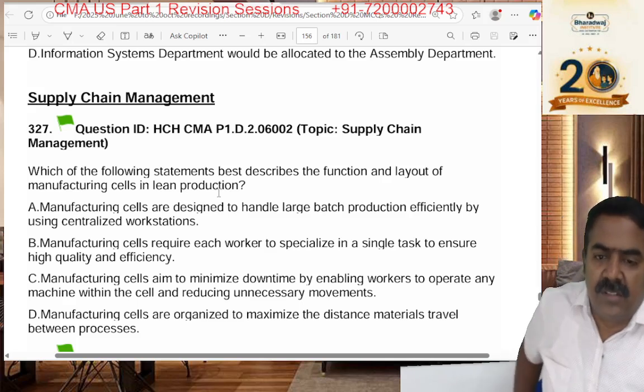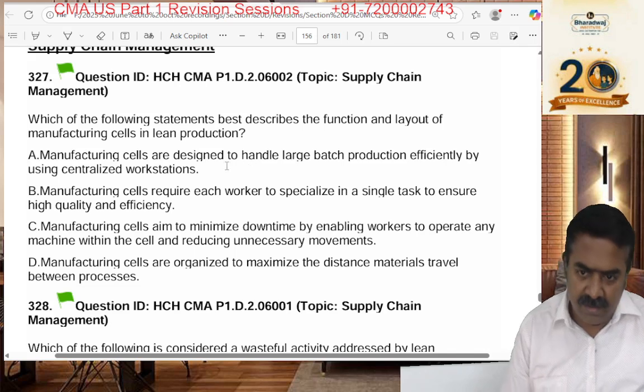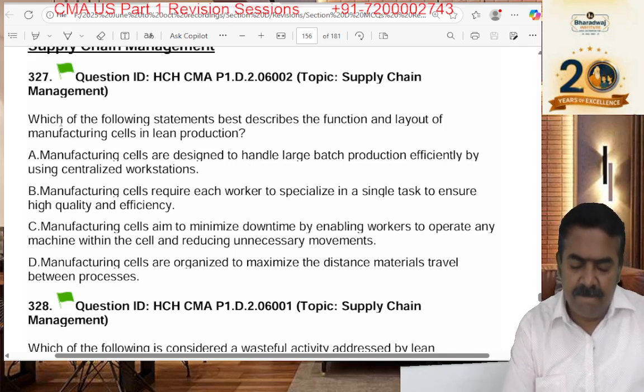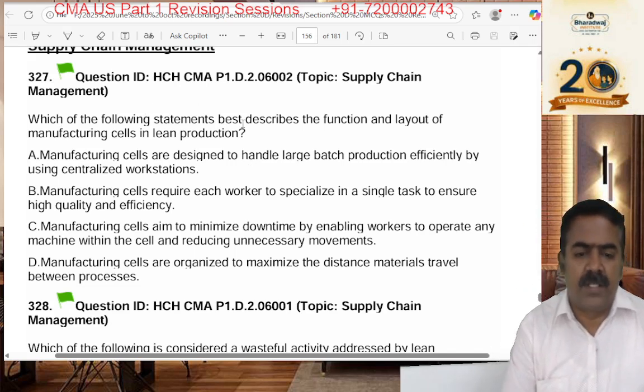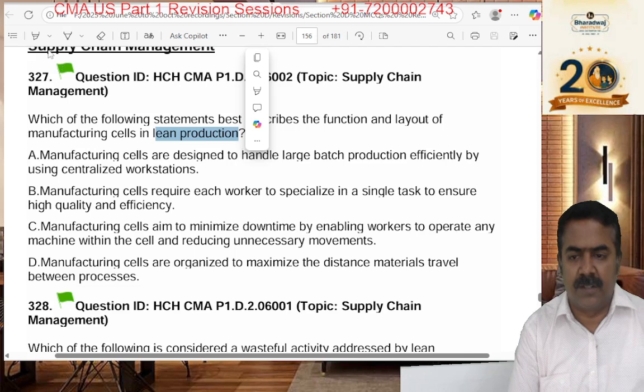Morning. We'll move on to supply chain management. Which of the following statements best describes the function of layout of manufacturing cells in lean production?